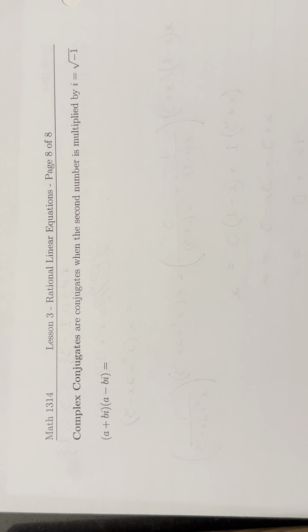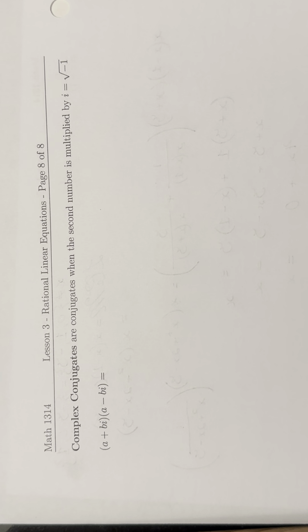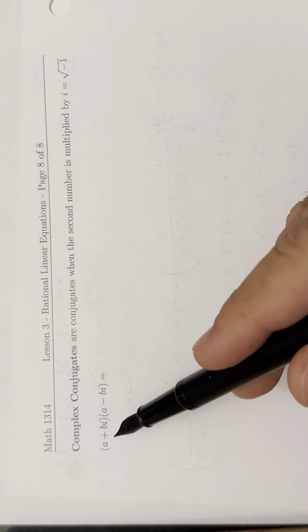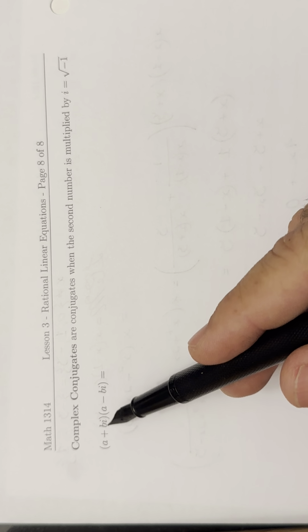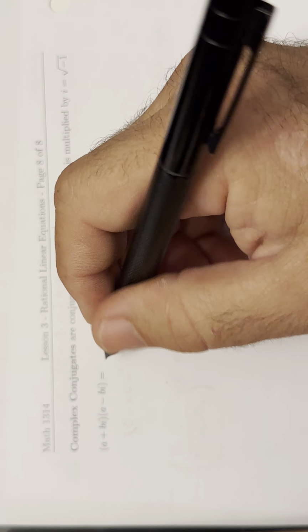Okay. One more concept to look over, complex conjugates. We won't focus too hard on this, but it is something you want to be aware of. So we already have our conjugate pairs, a plus bi times a minus bi. So let's go ahead and work this through.